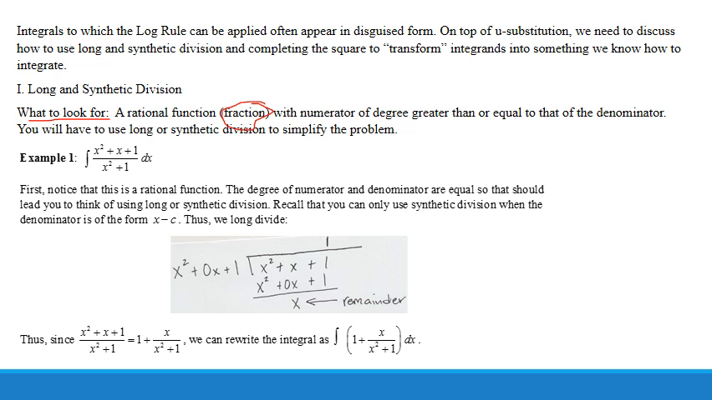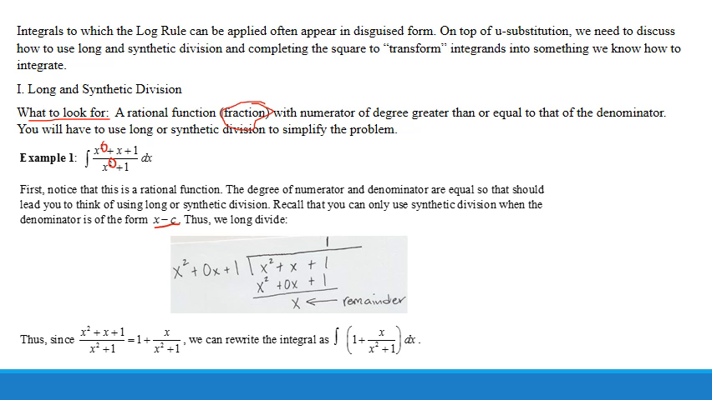In our first example, we have a rational function, and the exponents are equal. This is an x to the second power, and this is also x to the second power. So the degree of the numerator and denominator are equal, and I'm going to use long division. The reason I have to use long division is because the denominator is not of the form x minus c. If you remember from Algebra 2 or Pre-Cal, we can only use synthetic division, which is obviously much faster and easier, when we're dividing by x minus c, but since we're dividing by an x squared term, we have to use long division.